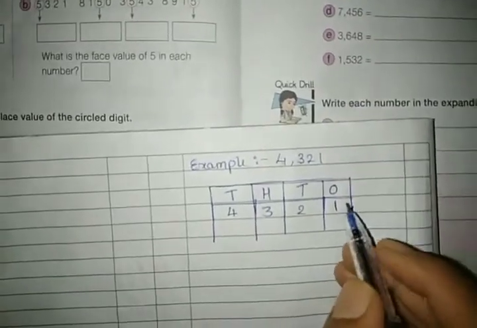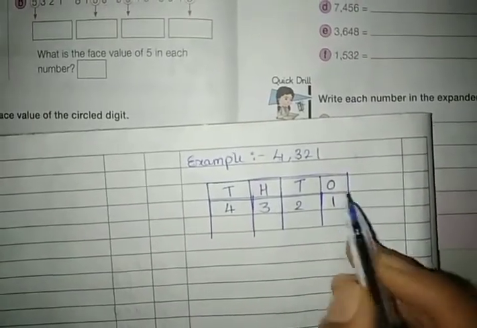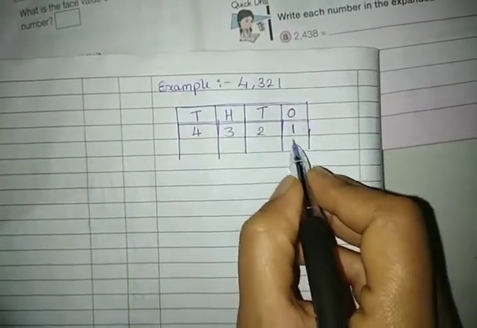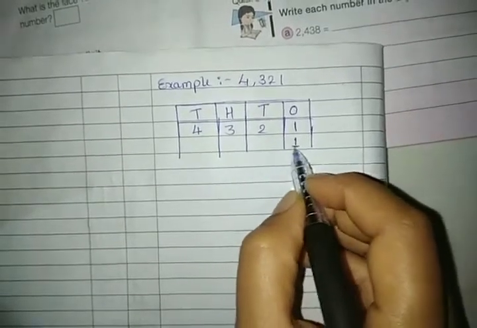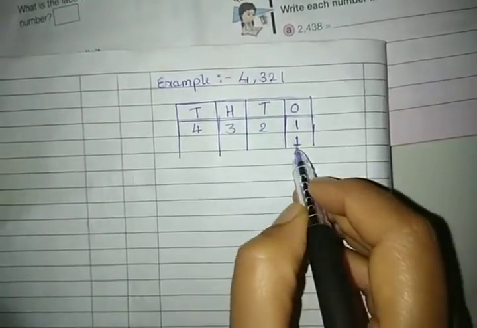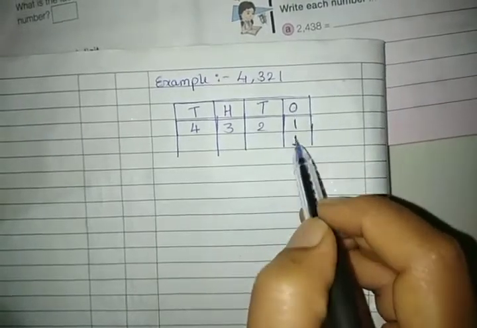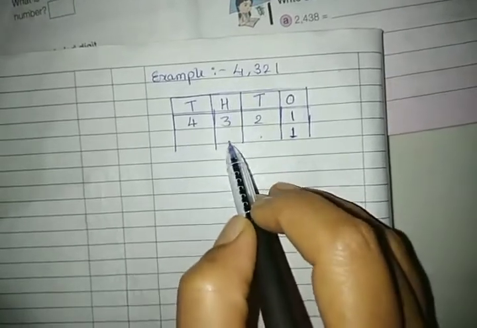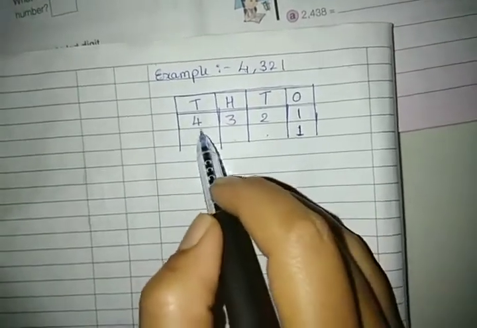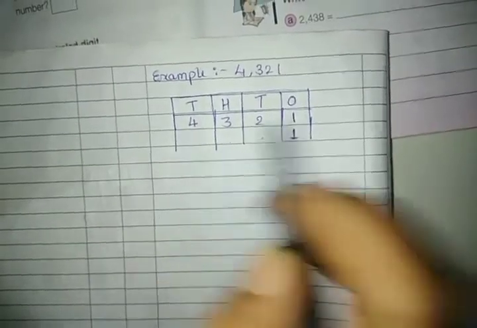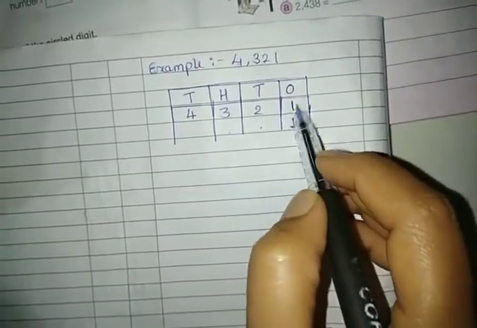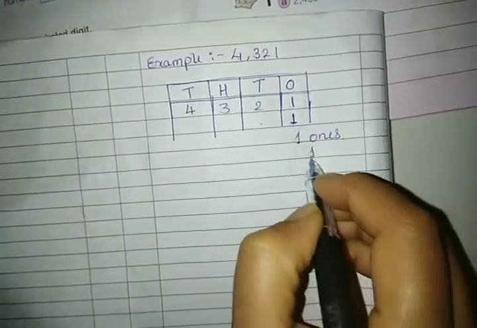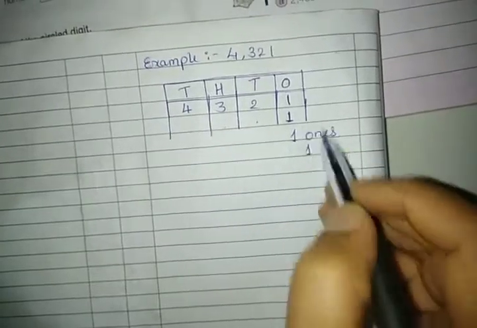Now we'll write the value of each digit in each place. The value of 1 in ones place will be 1 only. The value of any number in ones place will be the same number. In ones place, the number will have only 1 digit. Tens place will have 2 digits, hundred place 3 digits, and thousand place will have 4 digits. Okay. 1 ones is equal to 1 only. Yes. 1 time ones is 1 only.